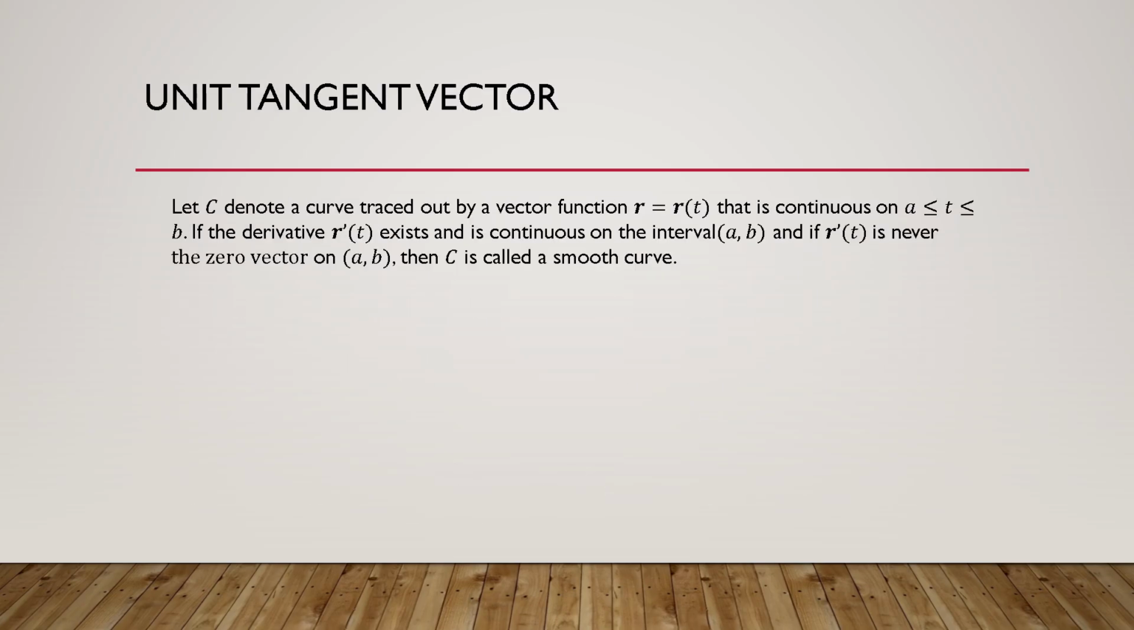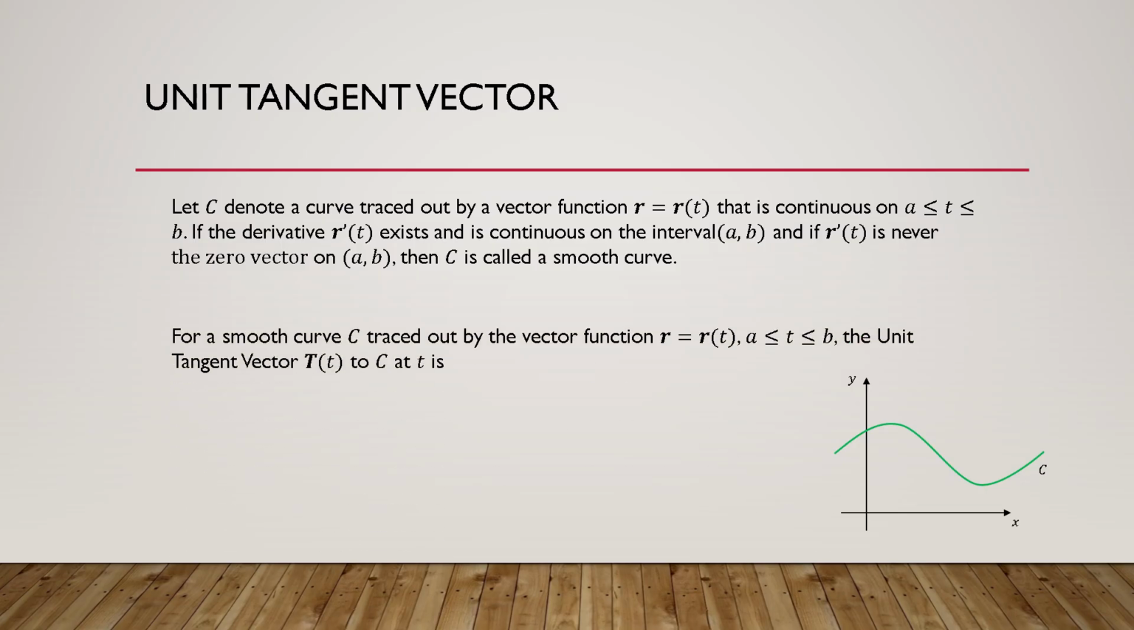Let C denote a curve traced out by a vector function r equals r of t that is continuous on a less than or equal to t less than or equal to b. If the derivative r prime of t exists and is continuous on the interval a, b, and if r prime of t is never the zero vector on a, b, then C is called a smooth curve.